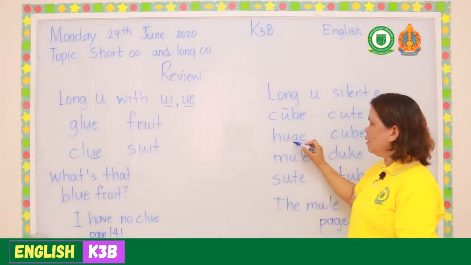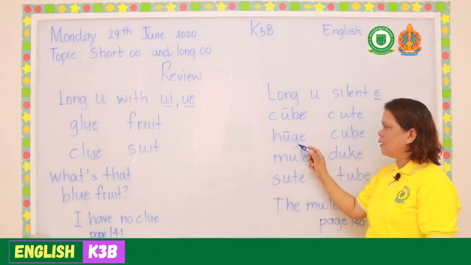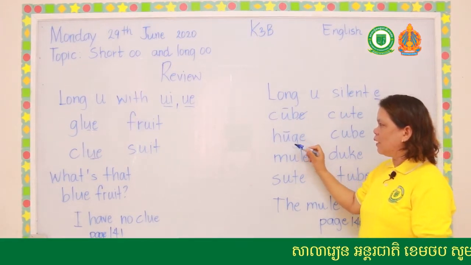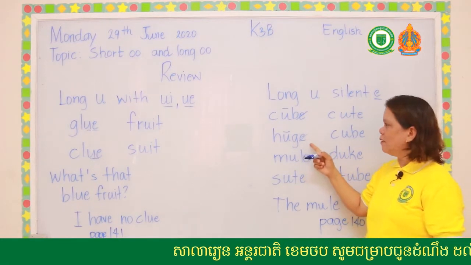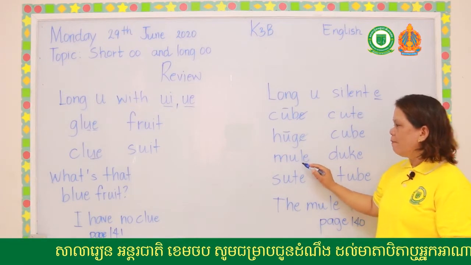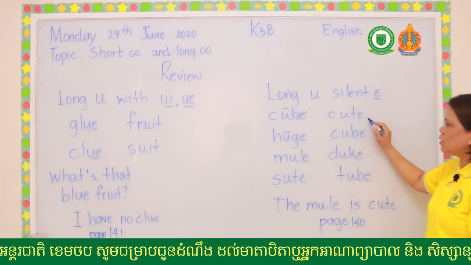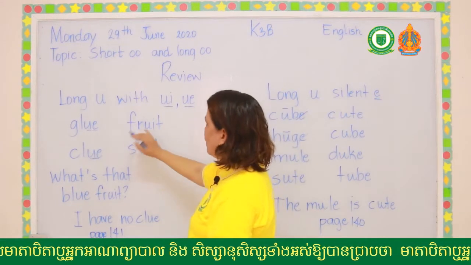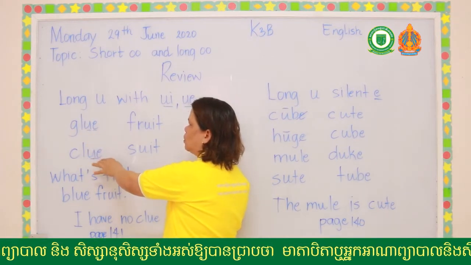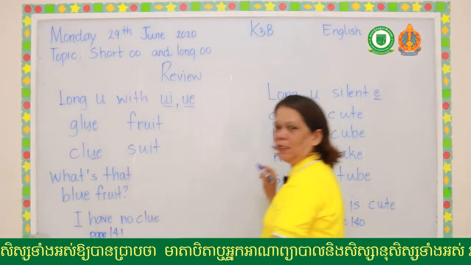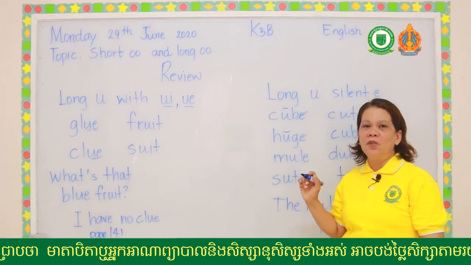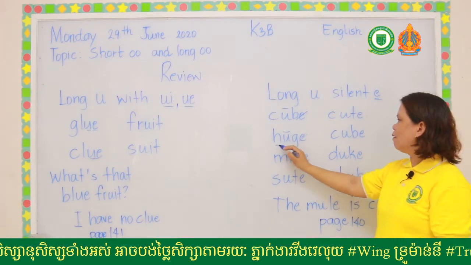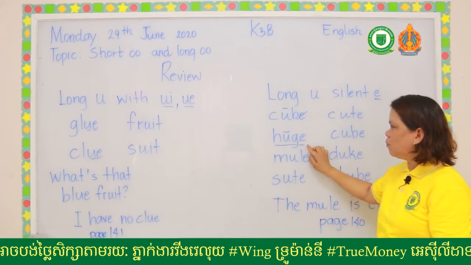Cube. And also the word huge. You can hear again the sound of letter U. Huge. You will not read the letter E at the end. Mule. Suit. Cube. Duke. Tube. The difference here: the long U in glue, clue, fruit, suit is only U. But here you can emphasize the long sound of U, so you can hear clearly the sound of letter U. Huge is a confusing word. It's not easy to read this word, but you have to practice. Huge.